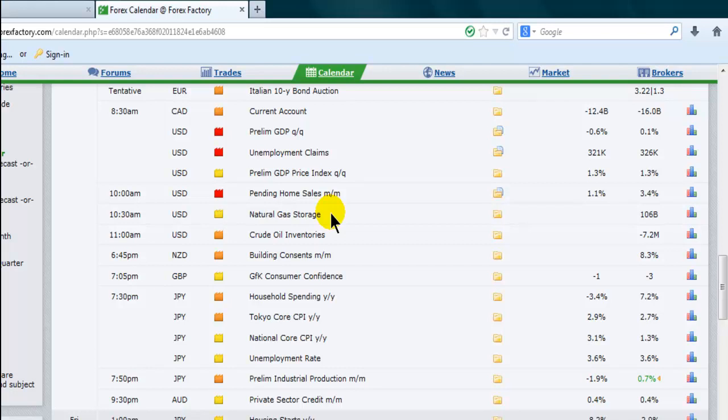But all I want you to remember is that at 10:30 a.m. Eastern Time every Thursday, you think of what? The natural gas storage economy news. So you want to know more? Okay, what is this? Let's click on it. The envelope, we click on the envelope, and we'll see what Forex Factory will bring to us.